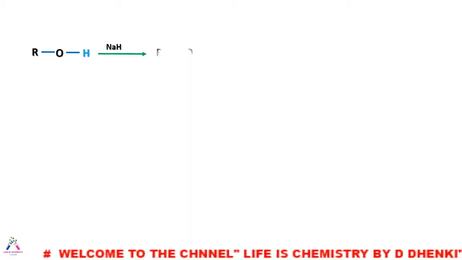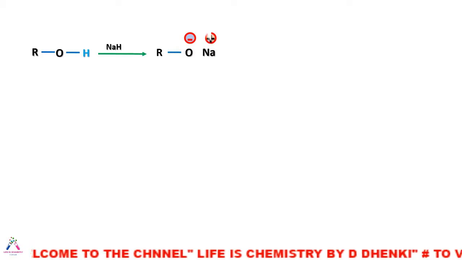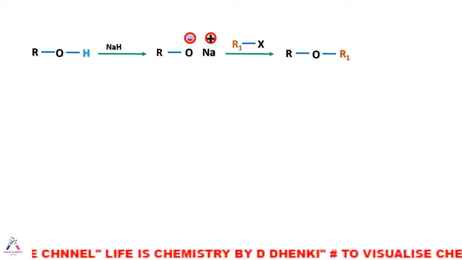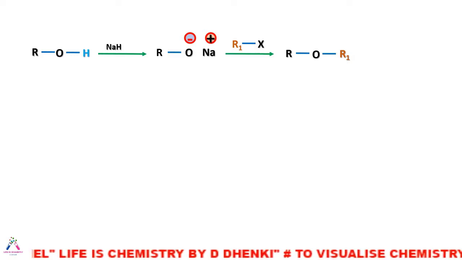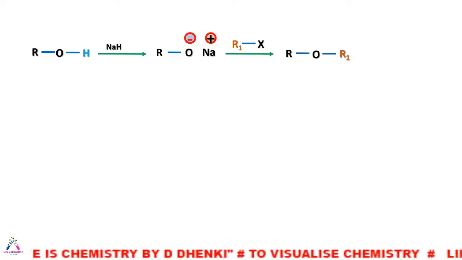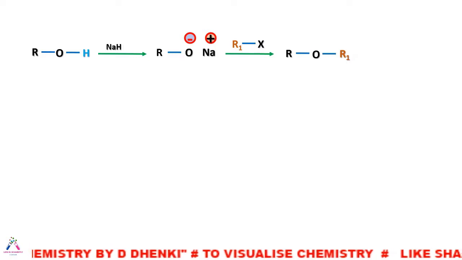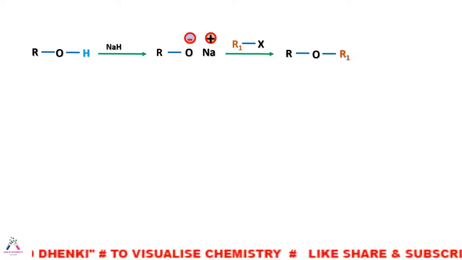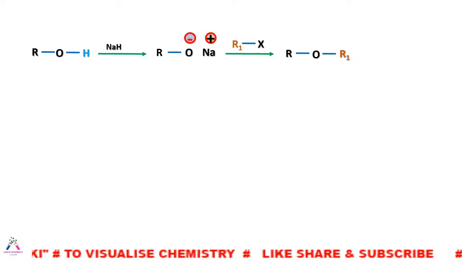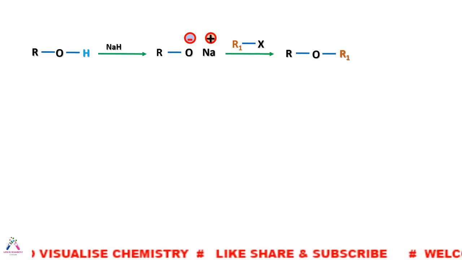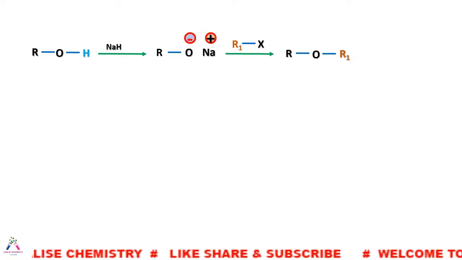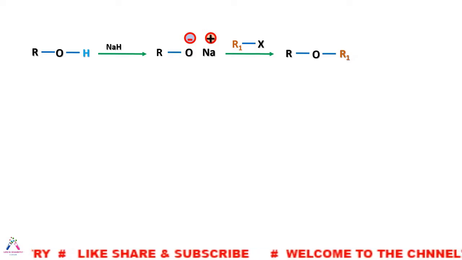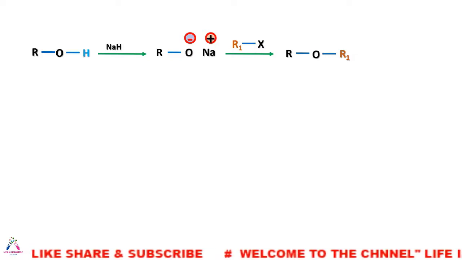First, the alcohol will be treated with NaH, sodium hydride, which is a base. This base will abstract the acidic proton from the alcohol to produce the alkoxide ion, which is RO minus, and this alkoxide ion is able to react with the alkyl halide, where the carbon atom attached to the halogen has the polarity of positive charge, and it will produce the unsymmetrical ether, which is ROR1.